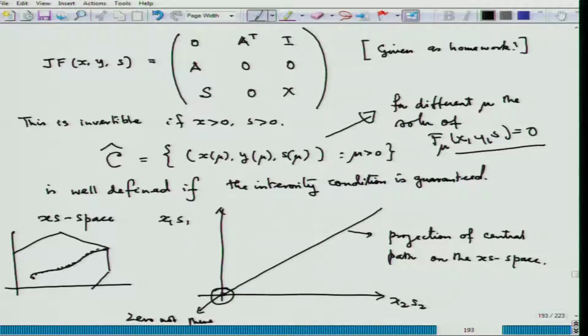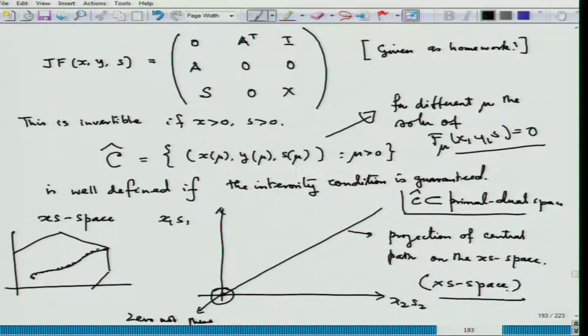So, the central path is not really just in the primal feasible space, but of course, it will create a path in the primal feasible space. But this central path C hat is a subset of the primal dual space. Now, if I take the XS space, that is the X into S space, and project the central path on the XS space, then you have x1 S1 equal to x2 S2 equal to x3 S3 equal to dot dot xn Sn. So, this is exactly what you will have: a straight line in the XS space.